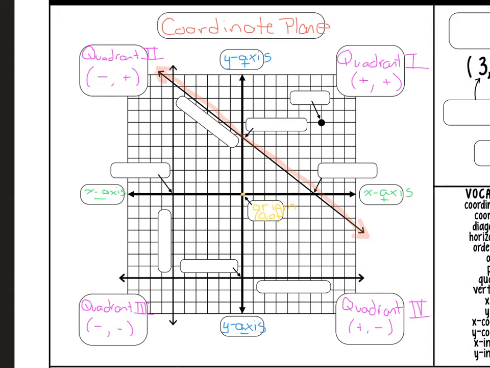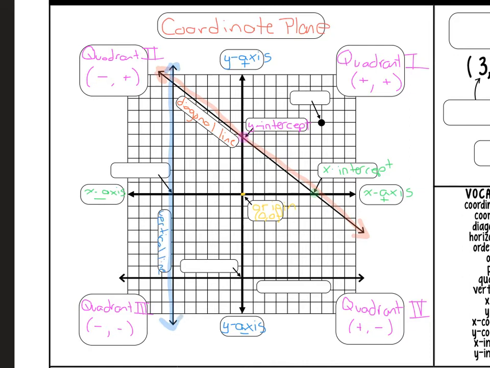This line is what we would call a diagonal line. There are 2 points on this line I'd like to draw your attention to. The first is right here where your line intersects your y-axis. That is what we call our y-intercept. The y-intercept just talks about the point where your line is crossing your y-axis. The other point I'd like to draw your attention to is where it crosses your x-axis, which is called the x-intercept.